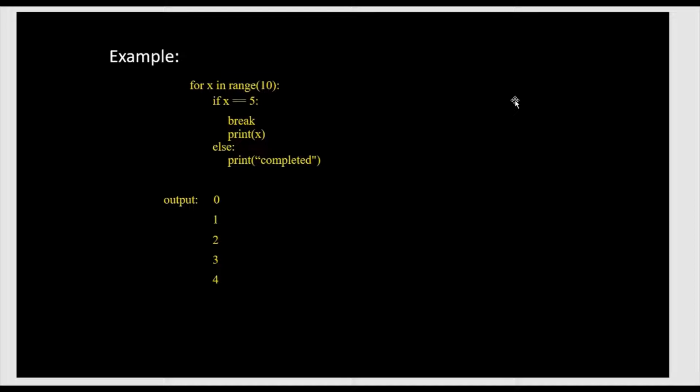For x in range(10): if x == 5: break; print(x); else: completed. It means the given range is 10 numbers, 0 to 9, but we have applied the condition if x is equal to 5, so it will break at 5. It iterates up to 5, so we get the output 0 1 2 3 4.